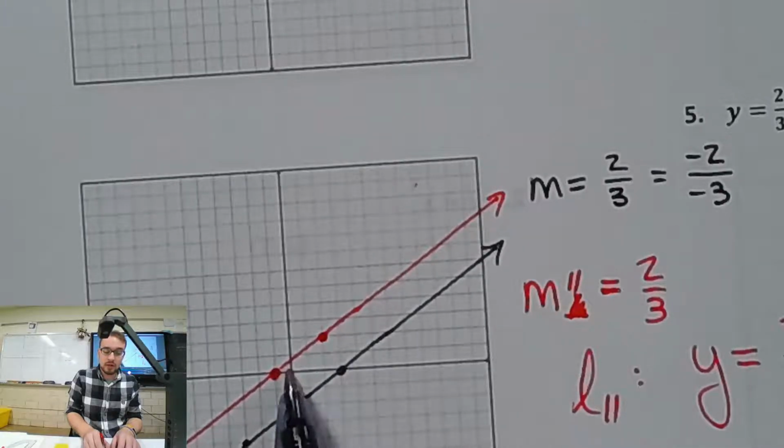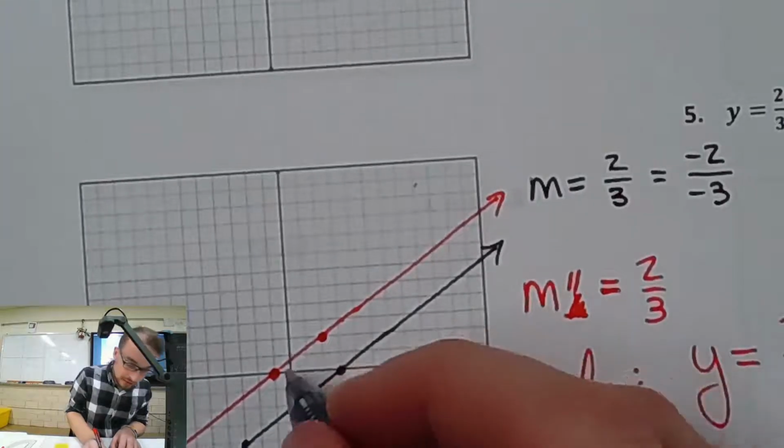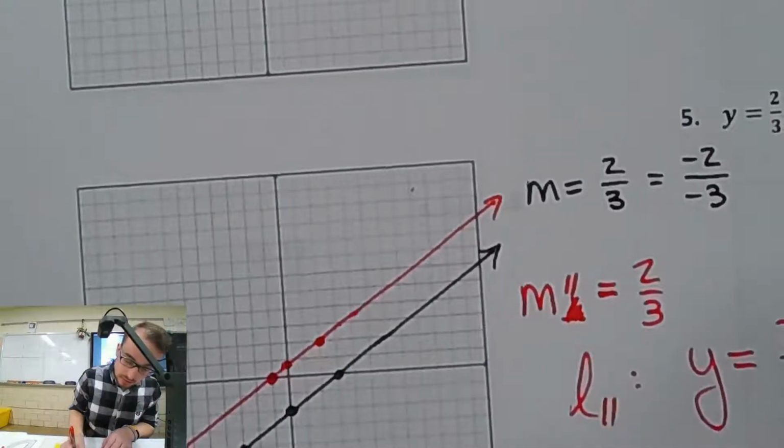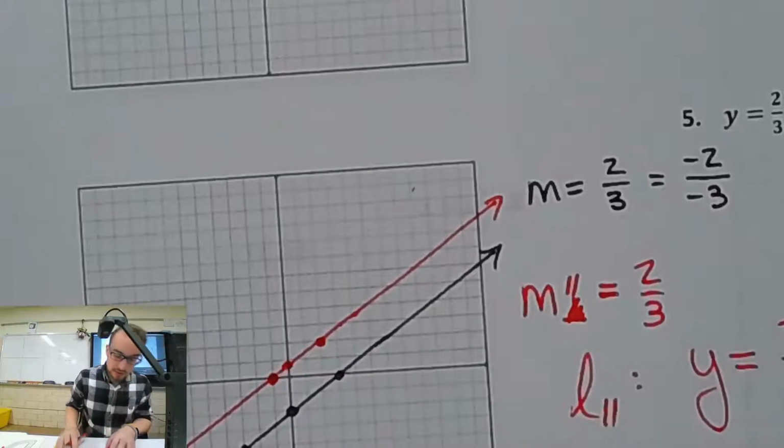So I go over 1, I'm going to go up 2/3. So that point right there is not a half. It's actually 2/3. That's where it crosses.